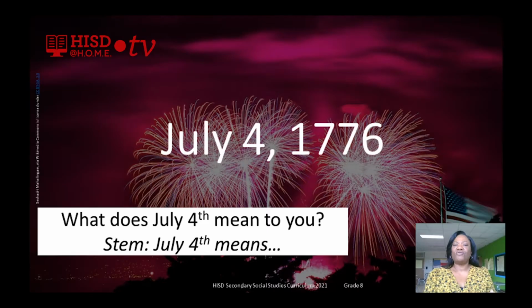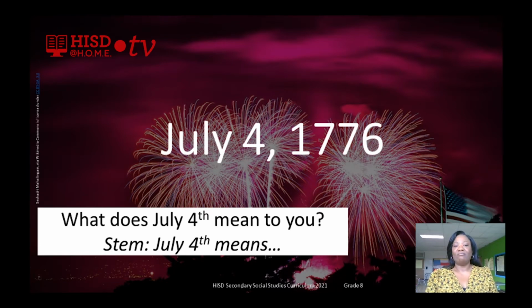Before we get too far into it, I want you to take a look at this picture and tell me, what does it mean to you? It says July 4th, 1776. See the pictures of fireworks? If you're like me, you probably immediately think of July the 4th, that day when we get off and we can celebrate and have fireworks, barbecue, celebrate the independence of the nation. We all do it, right?